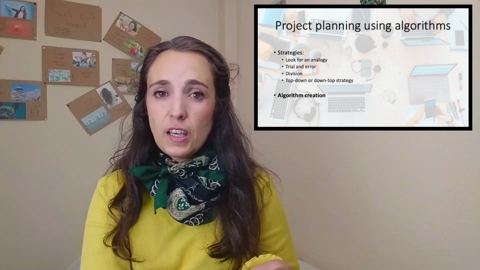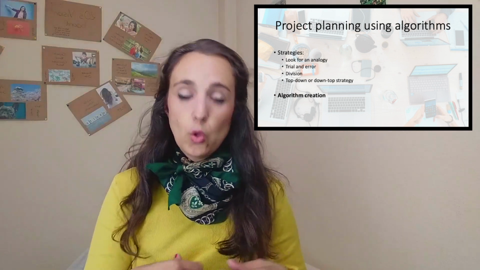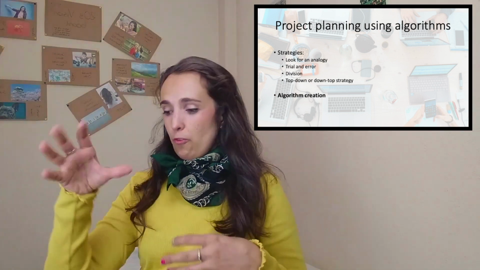The first strategy is looking for an analogy, something that is similar, that is already known to you, and that you can think up from that point.